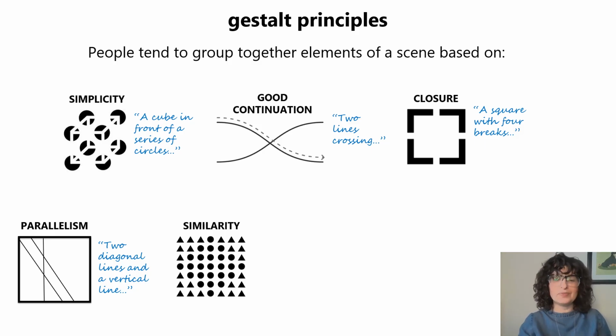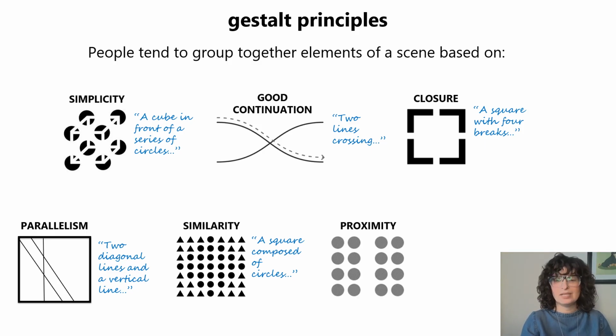Similarity: if you described this image, you would probably say it is a square composed of circles surrounded by triangles, enclosed in a square. But here, what you're doing is organizing elements of the scene based on their similarity. You're grouping together the circles, you're grouping together the triangles, and you're also fundamentally grouping together all of these tiny shapes.